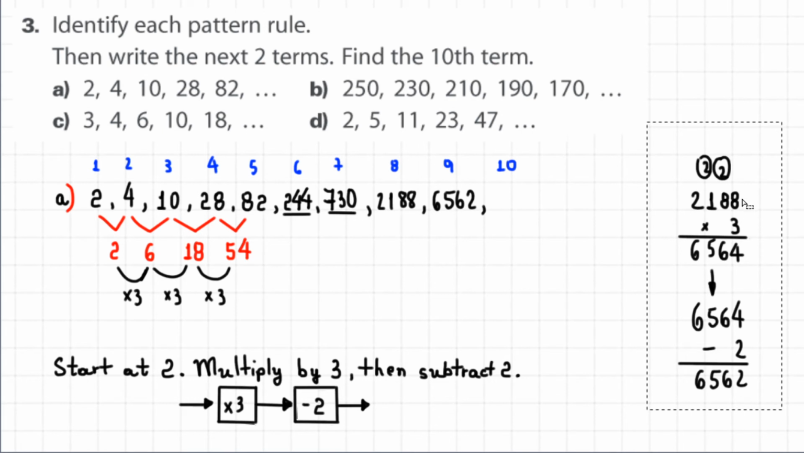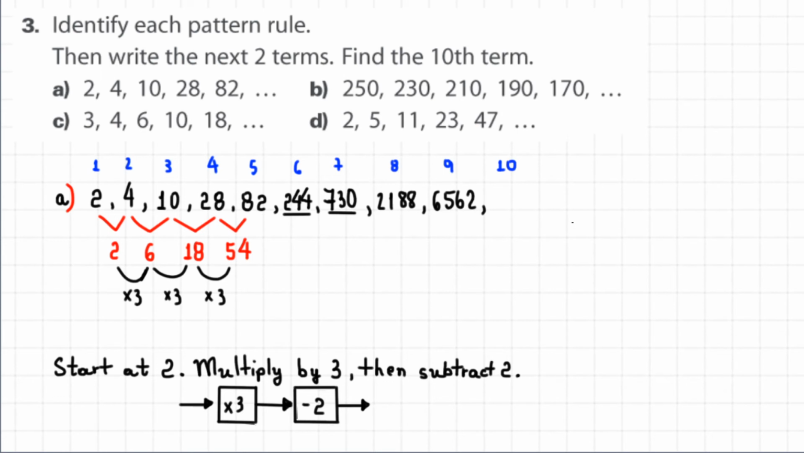Let me check first. Did I do this right? I think I did. Okay, I will erase, and let's apply the pattern rule one more time so we can find the 10th term. Well, the 9th term is 6,562. And what's the pattern rule? You multiply by 3, then you subtract 2.